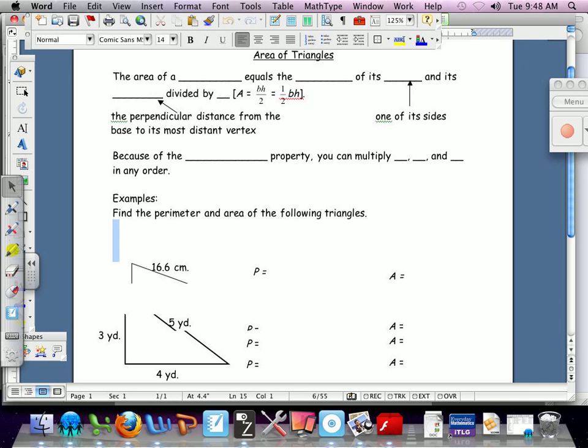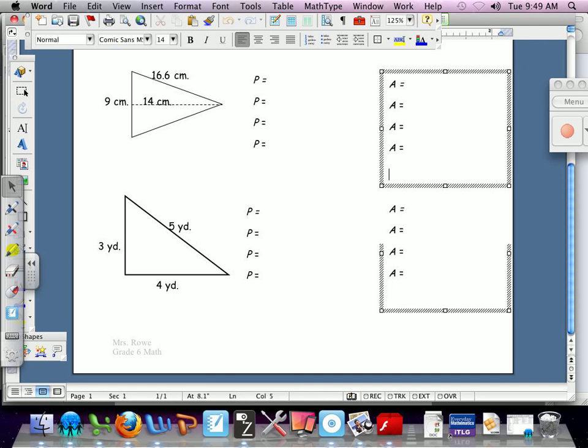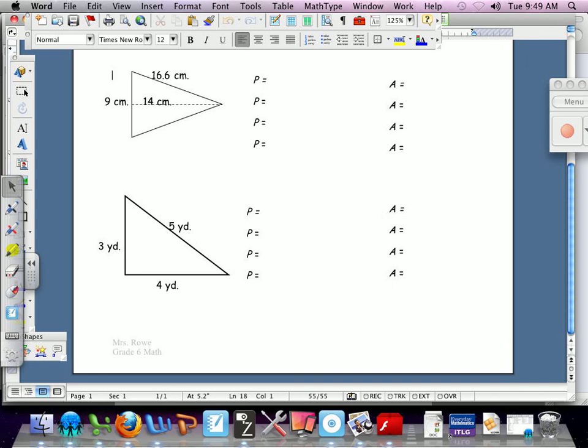I think I added this example in later on because some people were looking always for their height to be inside the triangle. And so this sometimes throws people off. So I added a right triangle in here. Again, the directions are find the perimeter and the area. So the perimeter, again, it's on your formula sheet. It's just saying make sure you add up the 3 sides.